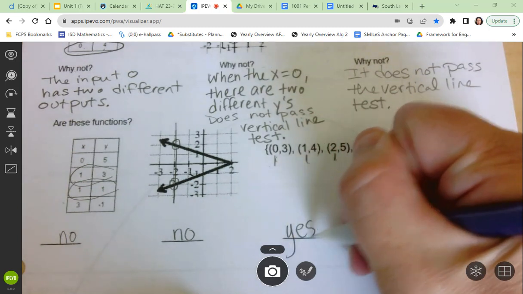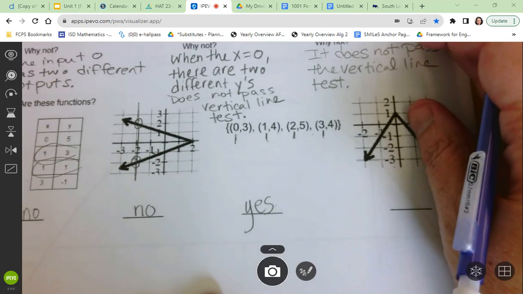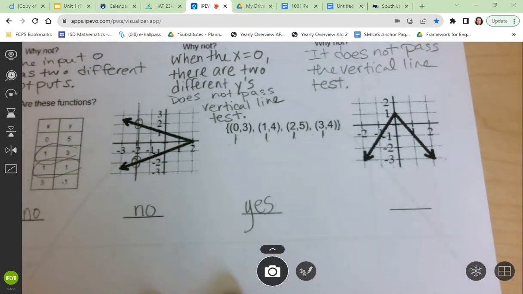There seemed to be a controversy about the last one. Does anybody want to explain why they think it is or it is not a function? Go ahead. I think it's a function because it passes the vertical line test. Okay, who agrees with Andrew? It's a function because it passes the vertical line test.